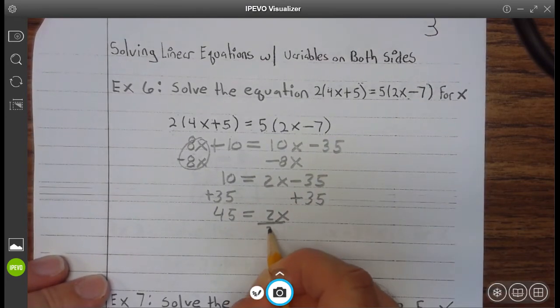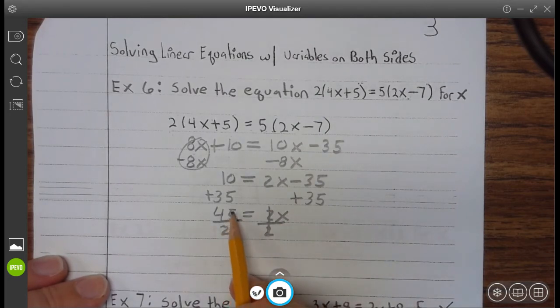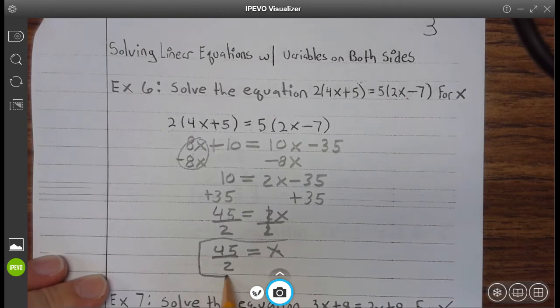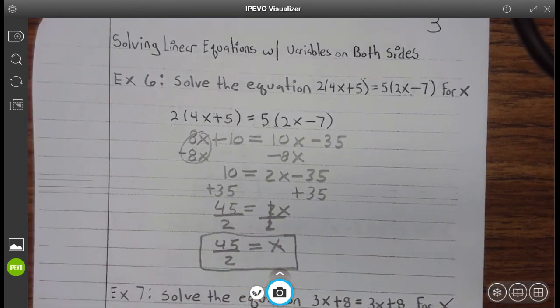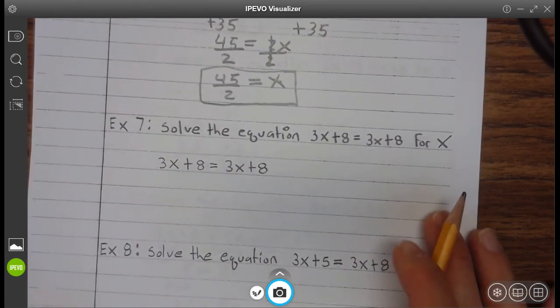We're going to divide both sides by 2. 2 divided by 2 is 1. You can't reduce 45 divided by 2, so 45 divided by 2 equals x. All right, go ahead and finish up example 6. All right, let's take a look at example 7.